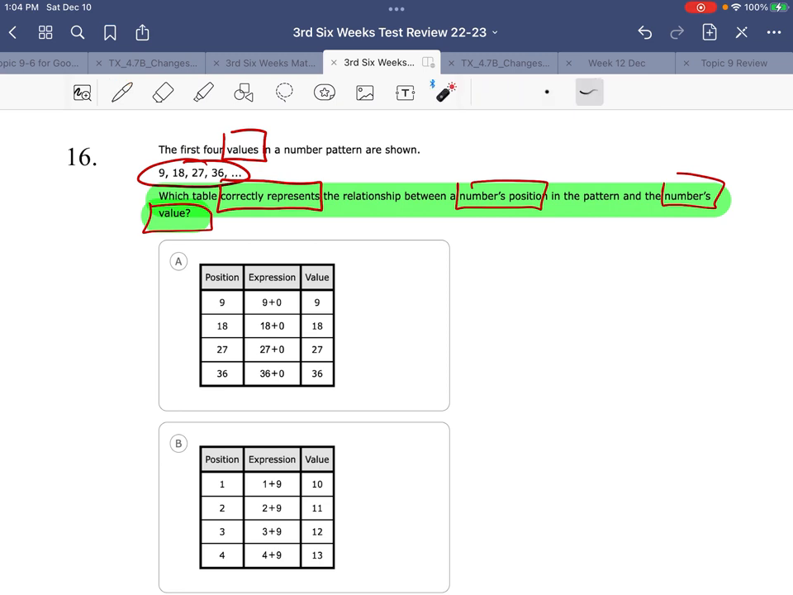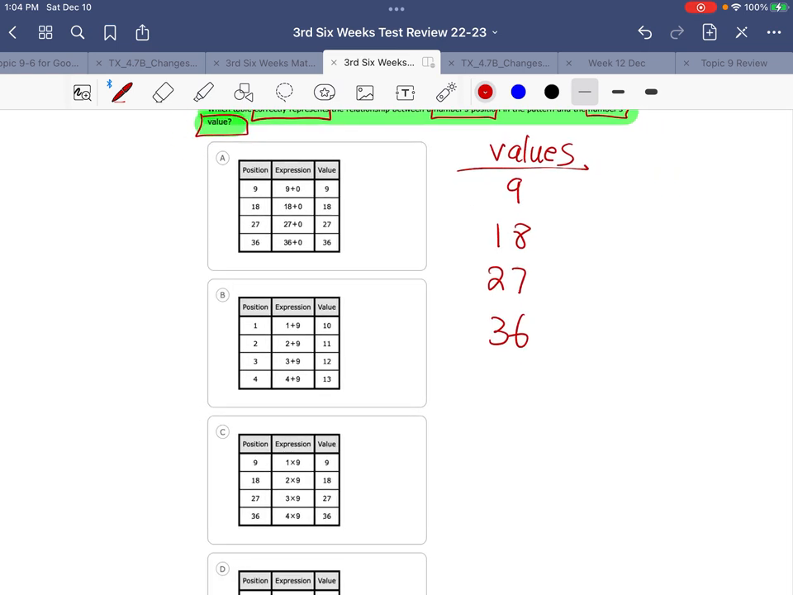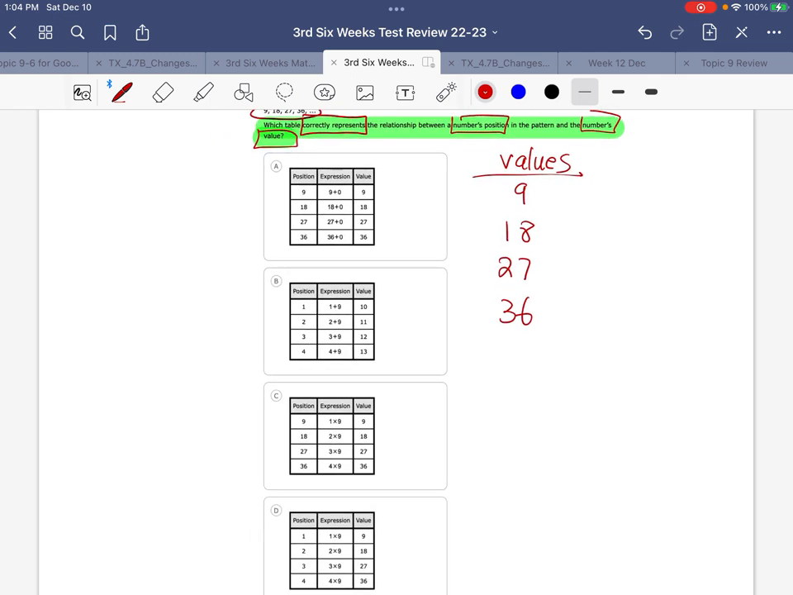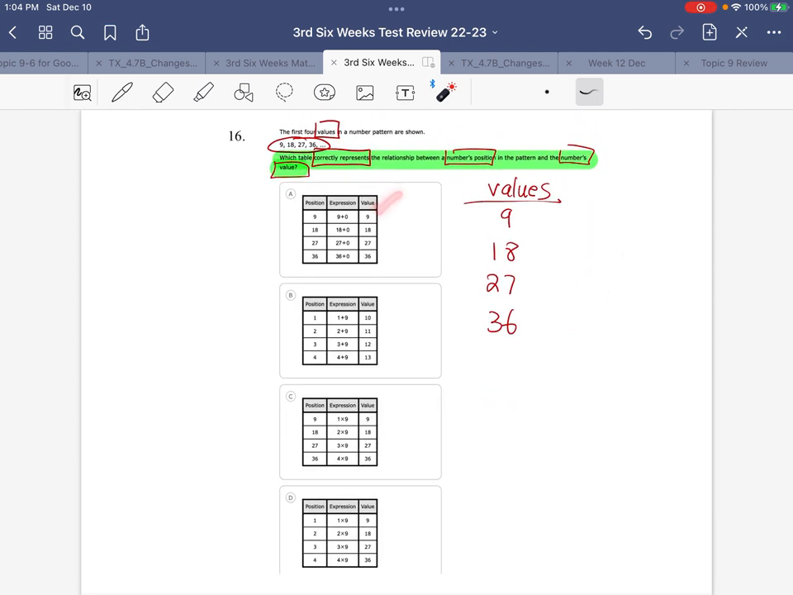So it says here the first four values. It's telling me already that these numbers are my values. So I'm going to write that here so I can remember it. My values are 9, 18, 27, 36. I want to do process of elimination, and I want to see which ones do not have this as a value, okay? So this one has it. This one does not have it. So I already know B is not it. C has it and D has it, okay?